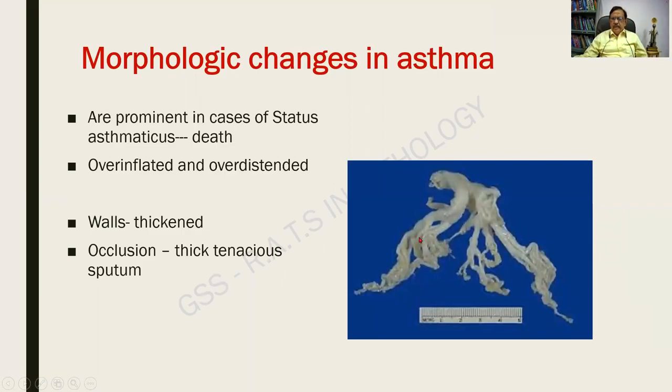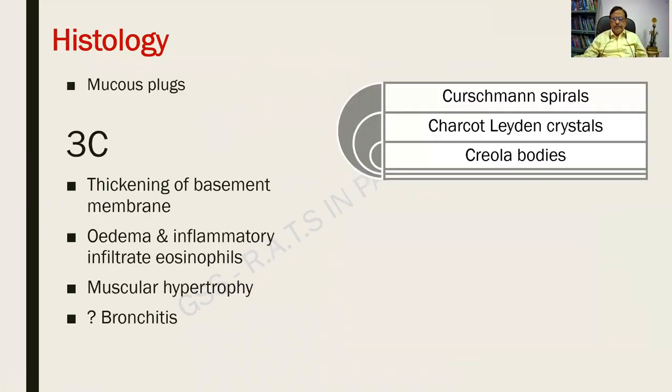And see here, this is exactly a cast of the bronchial tree. This is a mucus plug that we see in bronchial asthma. Exactly a cast. Cast means it is an impression of the bronchial tree. See how thick and tenacious it is. You can imagine the difficulty the patient has in coughing and spitting it out.